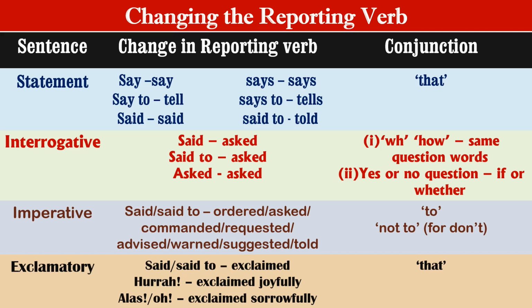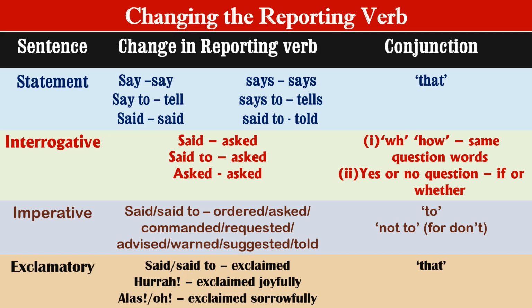An imperative sentence is nothing but a sentence without a subject. Please close the door and please give me some sugar. No parking here, we say, isn't it? So this is a sentence we use sometimes without a subject, an imperative sentence, right? So for said to, what do we use instead: ordered, asked, commanded, suggested, requested, warned, advised, told. All of these we can use instead of said or said to, as per the kind of sentence, right? And for a positive sentence we must use to, and for a negative sentence we must use not to, right?